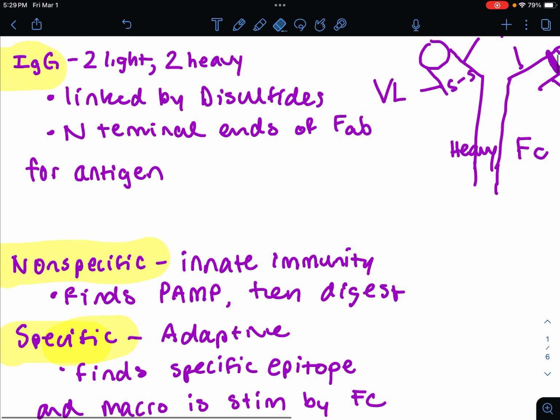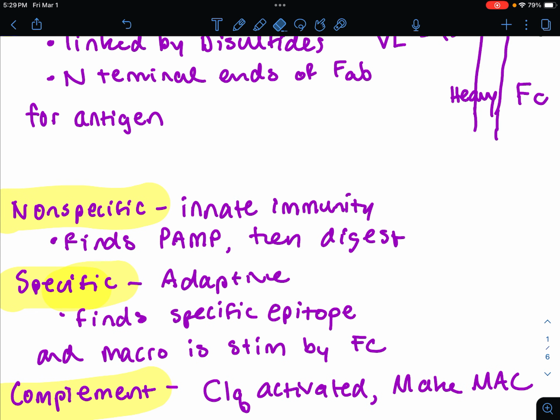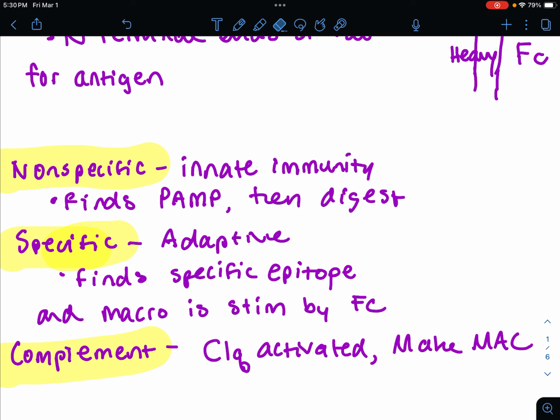So let's talk about killing invading microbes next. So first you have non-specific immunity. Think of the innate immune system. The surface molecule of the pathogen is recognized. This could be a PAMP. And it's going to be non-specifically ingested by the phagocyte. This is wrong in the slides. It says pathogen twice, but it's supposed to be ingested by the phagocyte, not the pathogen.